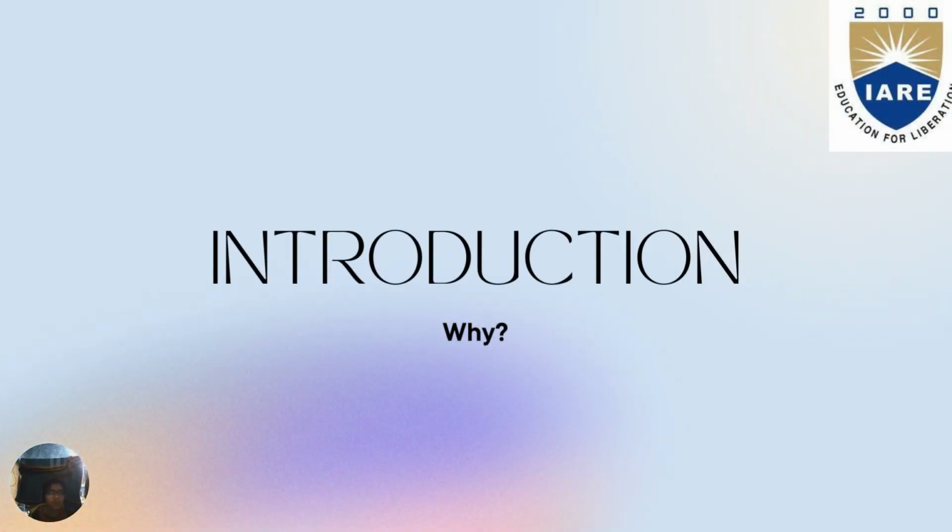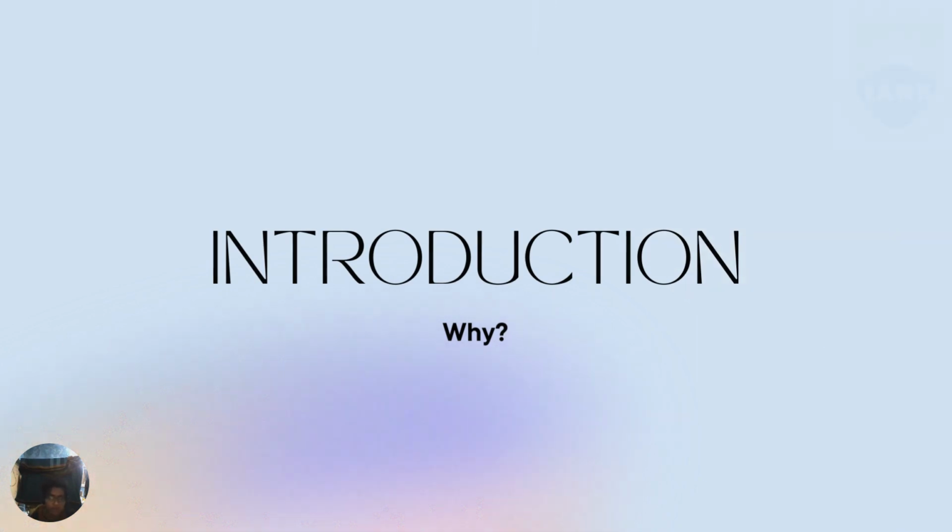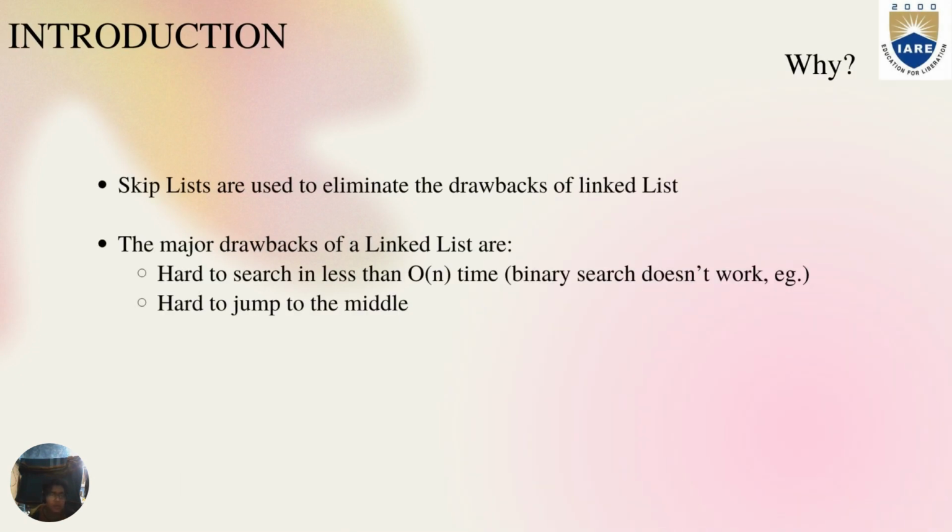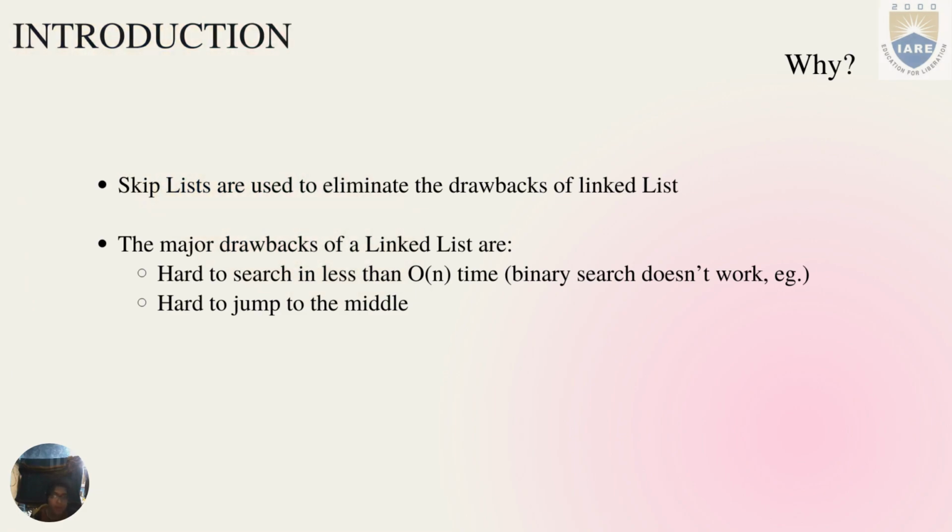But why does one have to use a skip list? Skip lists are used to eliminate the drawbacks of linked lists. The major drawbacks of a linked list are that it is hard to search in less than O of n time and hard to jump to the middle. Moreover, it will not support binary search for us. So these are the things that can be considered as drawbacks of the linked list, and skip lists want to eliminate these drawbacks.